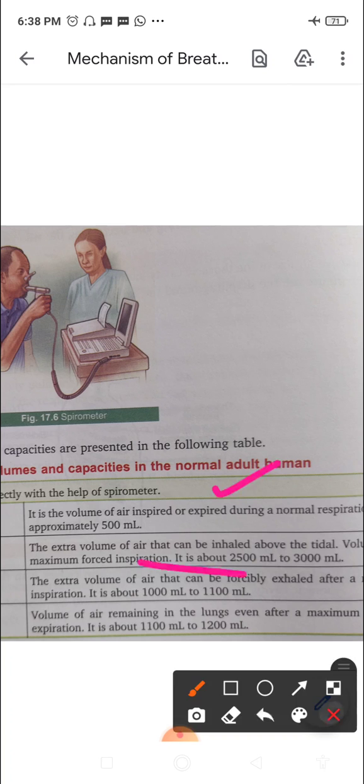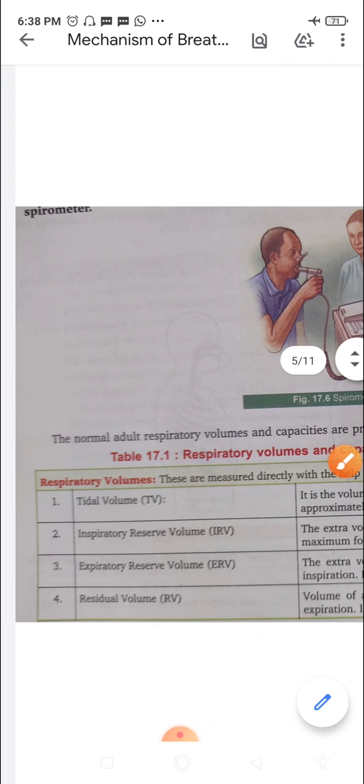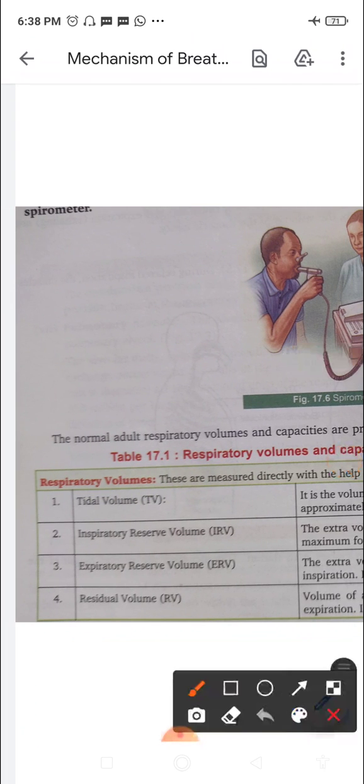Next is the inspiratory reserve volume. The inspiratory reserve volume is the extra volume of air that can be inhaled above the tidal volume. What extra air can we inhale above what we normally inhale? It is the volume by maximum forced inspiration. After normal inspiration, if we can force in some more air, that is the inspiratory reserve, which is about 2500 ml to 3000 ml.